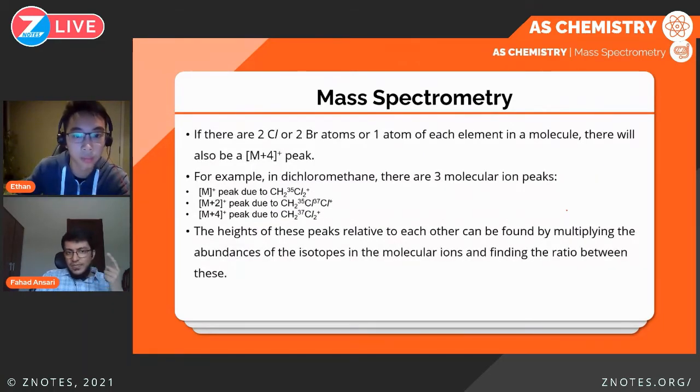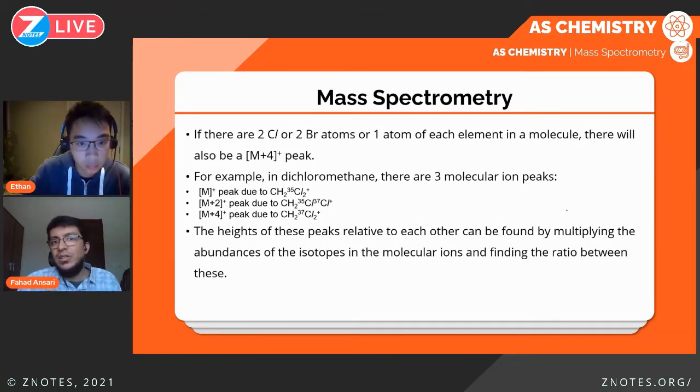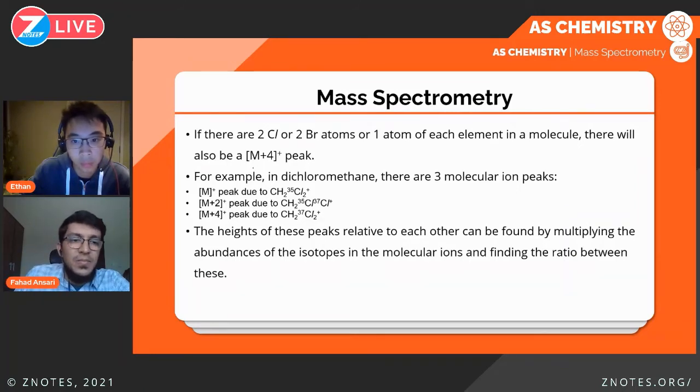So far we have seen that if you have one chlorine atom in an organic molecule, you have an M peak and an M plus 2 peak, and the heights are in the ratio of 3:1. If you have a bromine atom in an organic molecule, you have an M peak and an M plus 2 peak at a ratio of 1:1, the ratio of their heights. Now, what if you have two chlorine atoms or two bromine atoms or one atom of each of these two elements? You're also going to have a third peak, which is M plus 4.